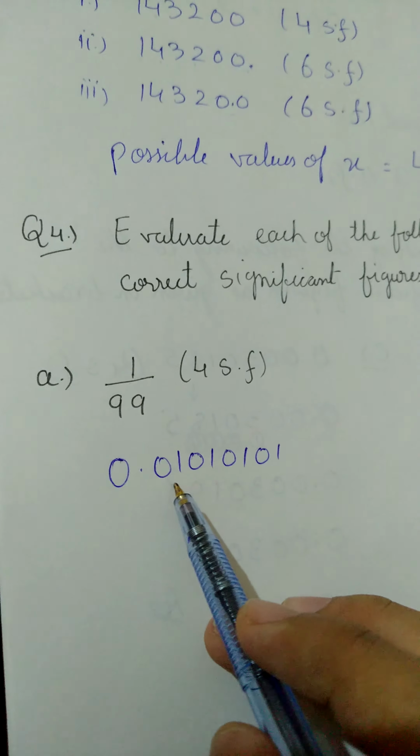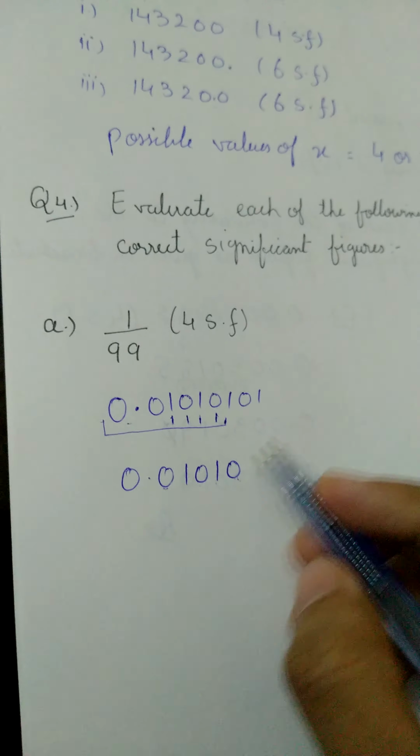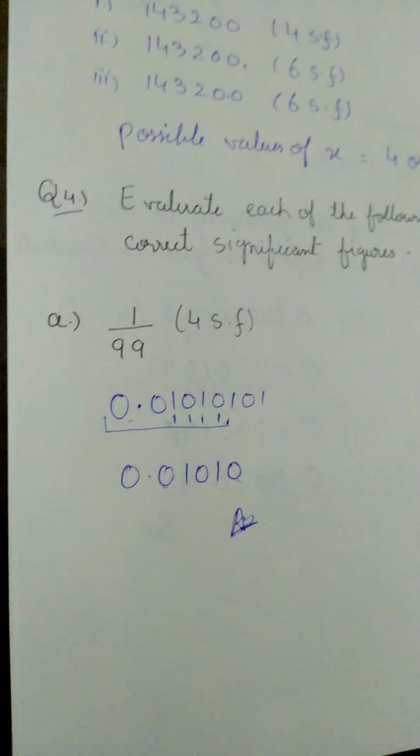Okay, so this is my answer. As you can see, this answer contains only 4 significant figures, 1 2 3 and 4. Pay attention, this 0 is insignificant, but this 0 is significant. Why? Because this 0 is a trailing 0, it is coming at the end, whereas these two zeros, both of them are coming at the beginning, so these two are insignificant. This 0 is between two non-zero numbers, so this will be significant. So this is my answer.